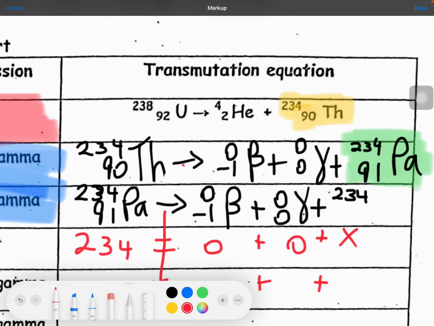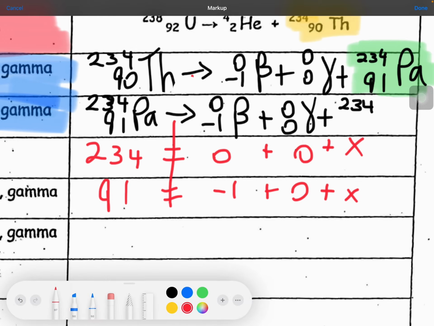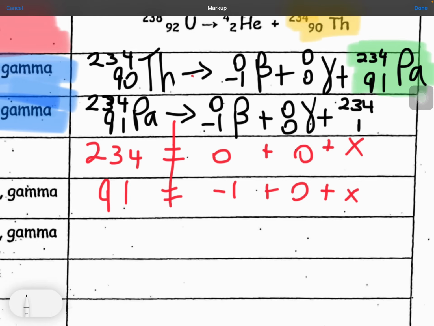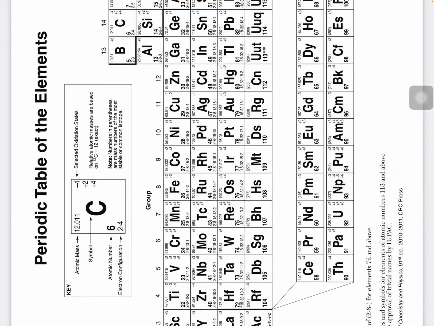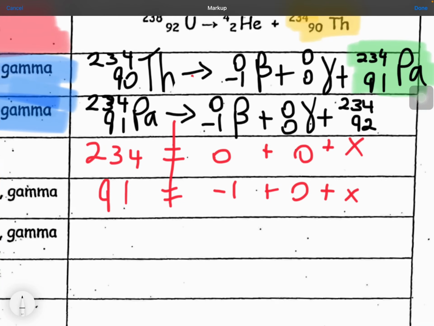And then we've got 91 is equal to -1 plus 0 plus x. So what would x have to be? It'd have to be element 92. And which element is element 92? If we take a look, we see it is U for uranium. So we put the letter U.